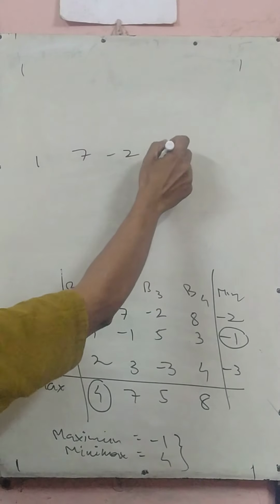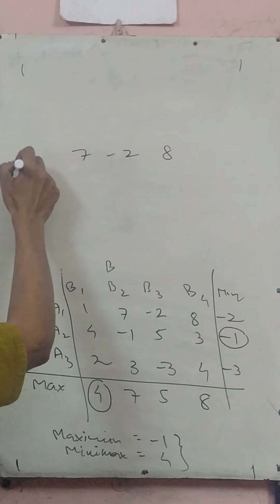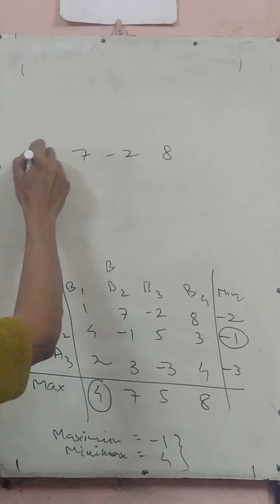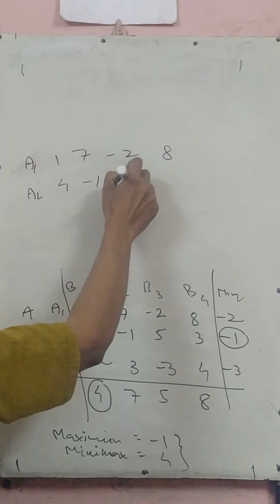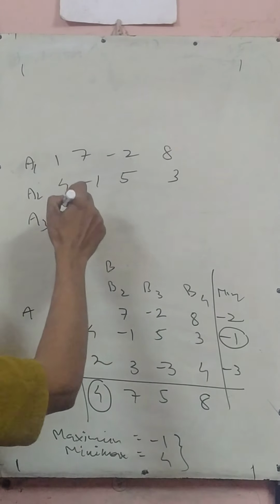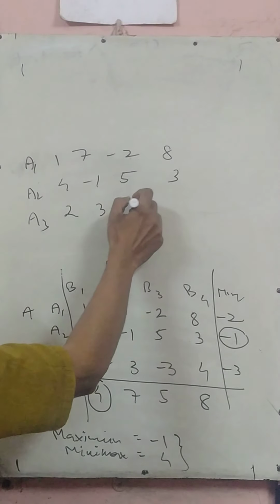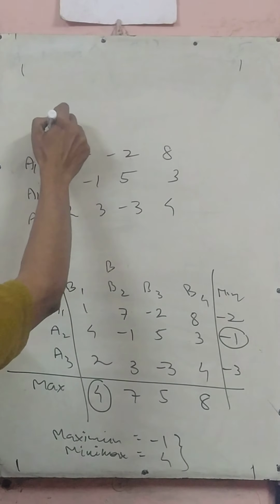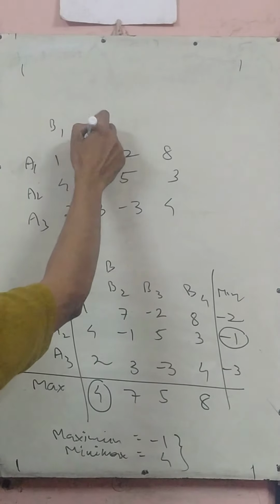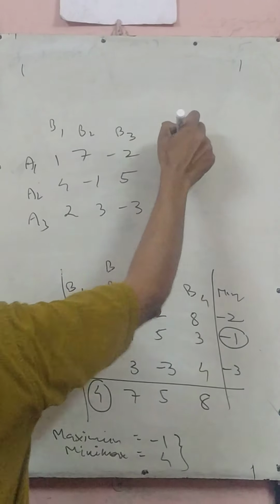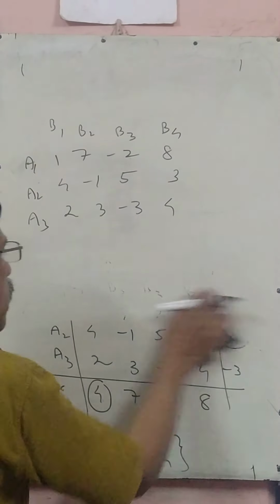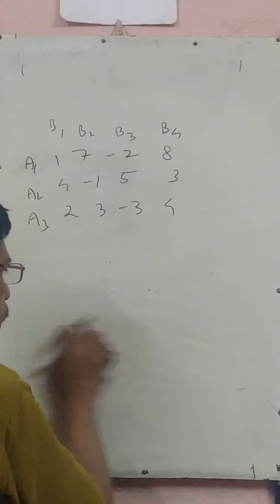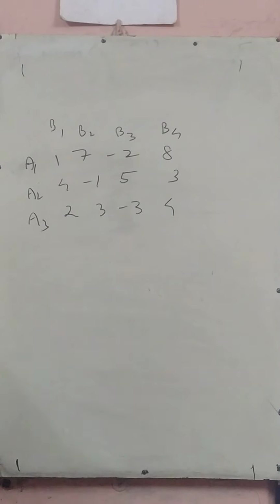What is the matrix? 1, 7, -2, 8. Then this is first row, that is A1. 1, 7, this is A1, and A2 has 4, -1, 5, 3, and A3 has 2, 3, -3, 4, and B1 like this, B2 like this, B3 and B4. Now let us try to reduce the matrix using dominance principle. This is the target, how to reduce a bigger matrix to a smaller matrix 2 cross 2.